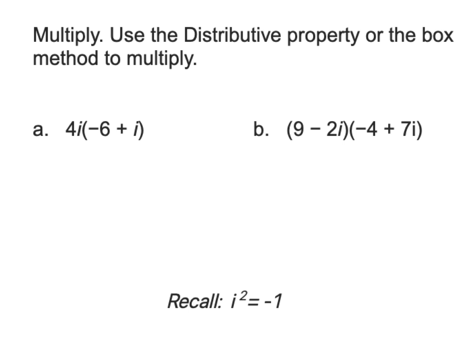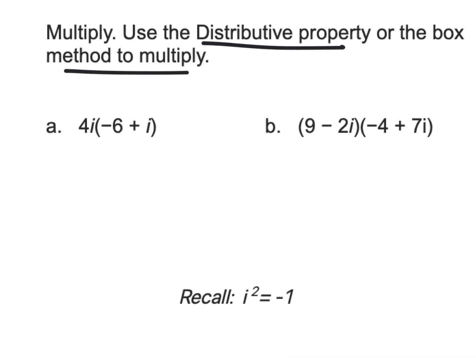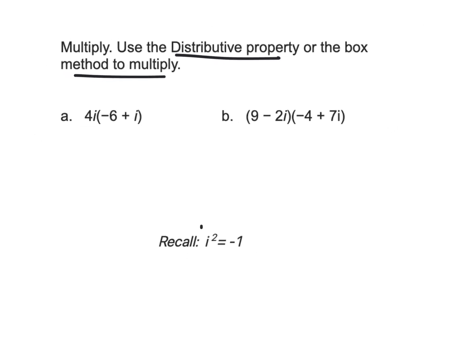Okay, and then the other thing we are going to do with this is we are going to multiply. And when we multiply, we are either going to use the distributive property or the box method. So if we look, and again, down here it reminds us that i squared equals negative 1. So if we ever end up with an i squared, we are going to take it out, use substitution, and put negative 1 in its place.